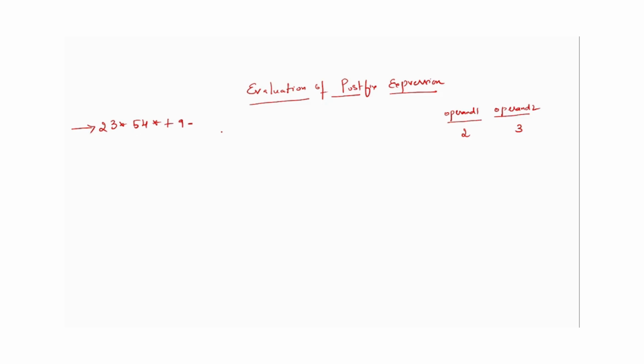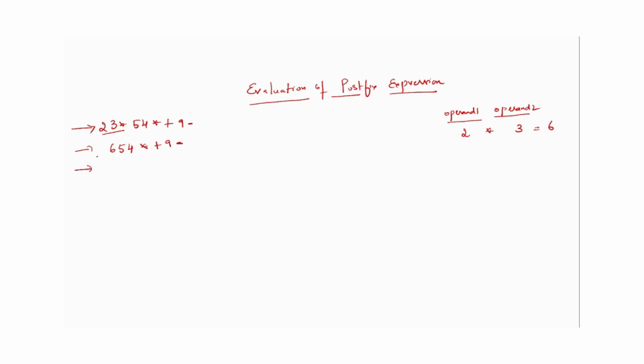And then what is the operator here? Multiplication. Therefore I place multiplication between 2 and 3. This is nothing but 6. So again I say here I have evaluated this thing. I'll say here 6 5 4 star plus 9 minus. I will write the rest of the expression as it is.